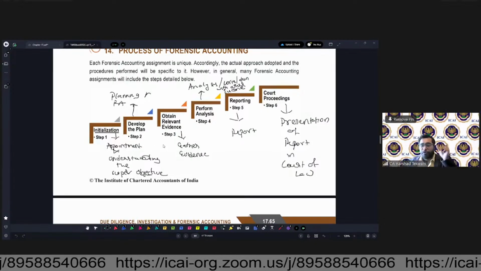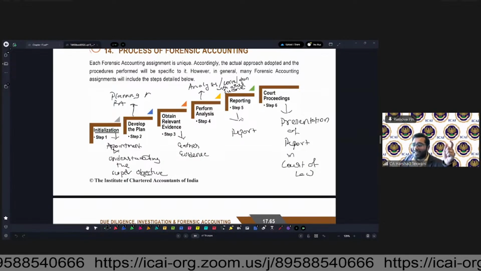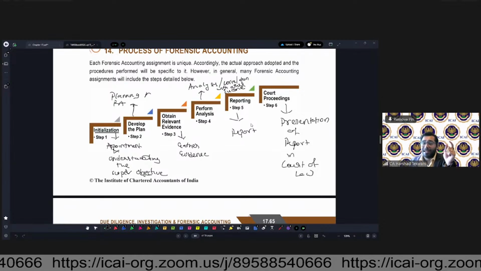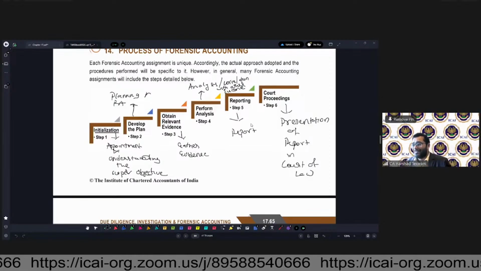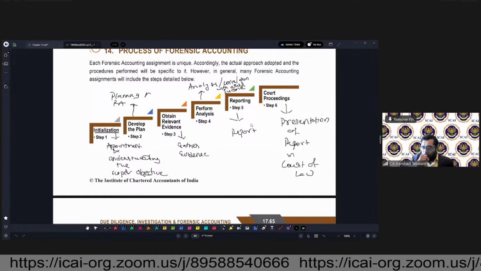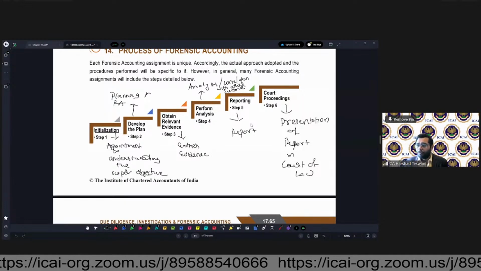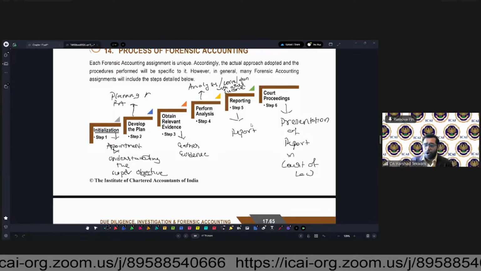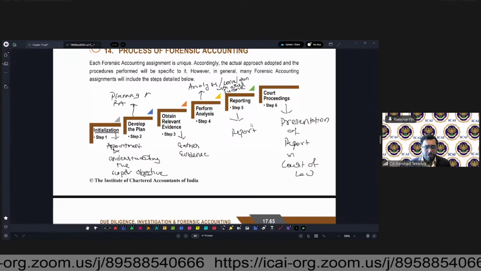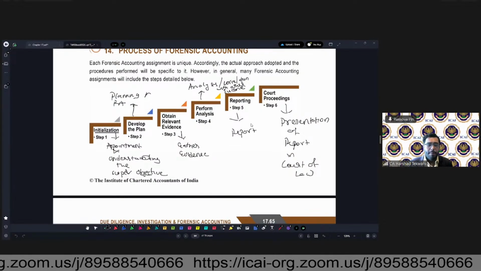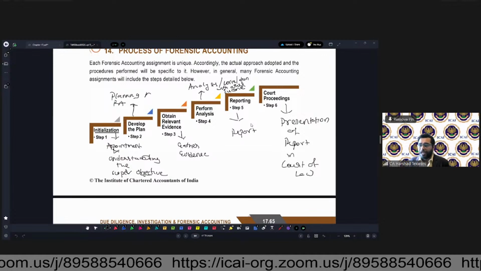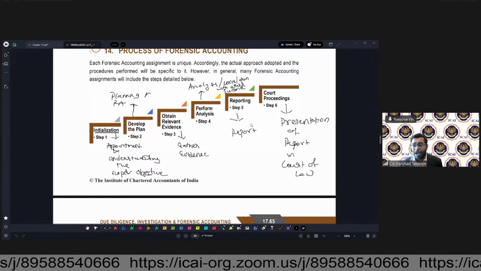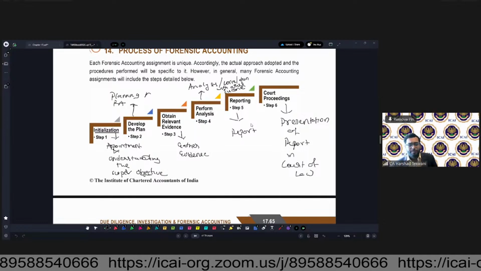So when I talk about forensic accounting, fraud investigation is one part of that, but there are other aspects also involved in forensic accounting. Okay, thank you, sir. For example, at times, in arbitration, some companies choose to appoint a forensic accounting team so that they can prepare the report and submit the report to the arbitrators. So there are many aspects.